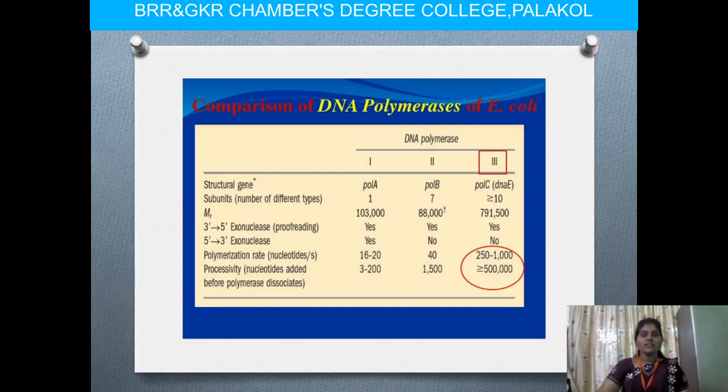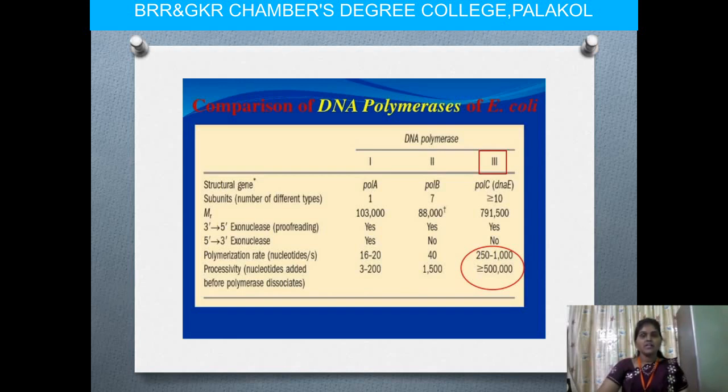So here we have different characters: 3' to 5' exonuclease activity and 5' to 3' exonuclease activity. It is present in both polymerase 1 and polymerase 3, that means polymerase A and polymerase C. These are the most important things and are used in the replication process. 5' to 3' exonuclease activity is present in polymerase 1 but absent in polymerase 2 and polymerase 3.